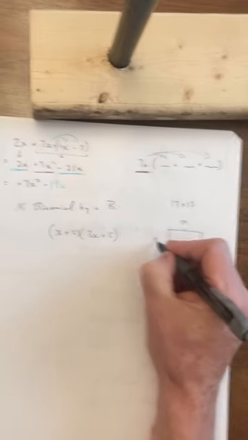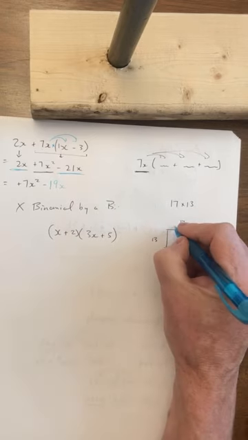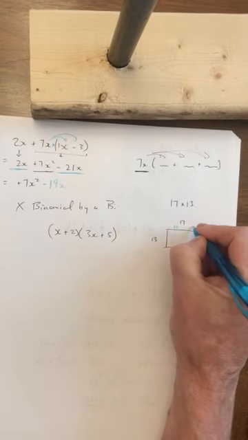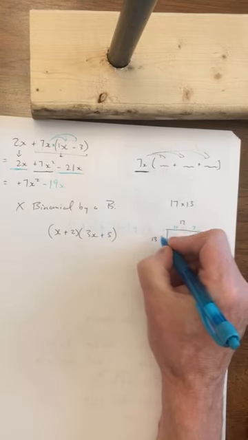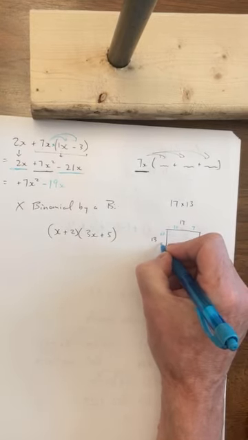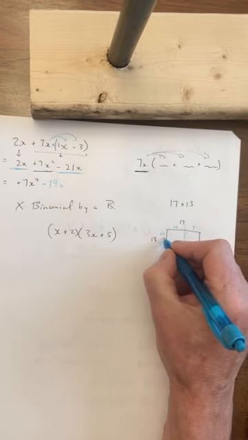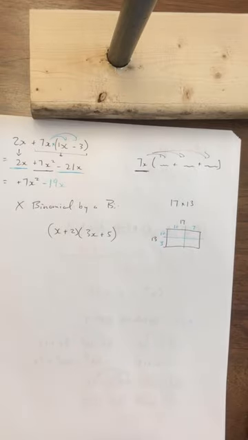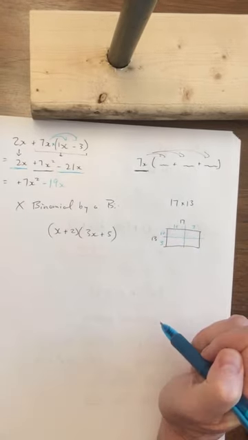And what I do is I break this up in my head. I break this 17 up into a 10 and a 7. And I break the 13 up into a 10 and a 3. The reason I do that is I'm really good at 10 times tables. And so I envision this as 4 different areas. So I figure out the 4 different areas and then I add them together.